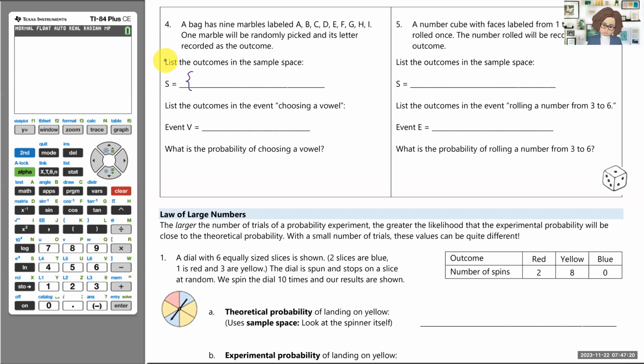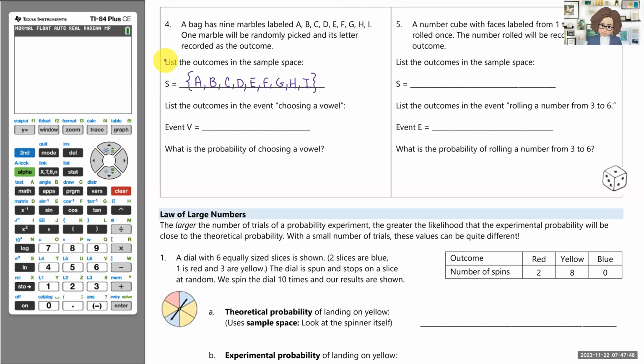So a brace there is also called, I call it a curly bracket, but a brace here will enclose our outcomes. So we could get the marble lettered A, B, C, D, E, F, G, H, or I. And I'll close that brace, and that is our sample space.